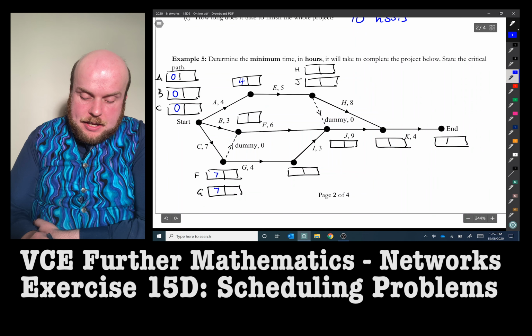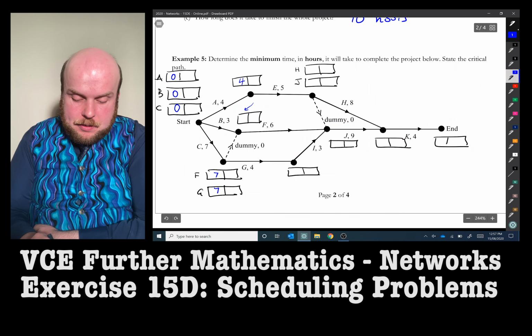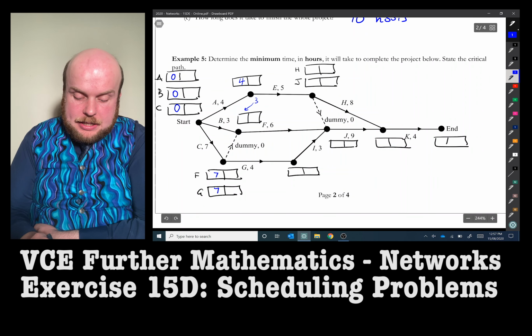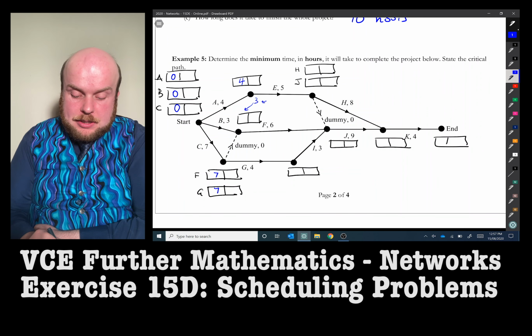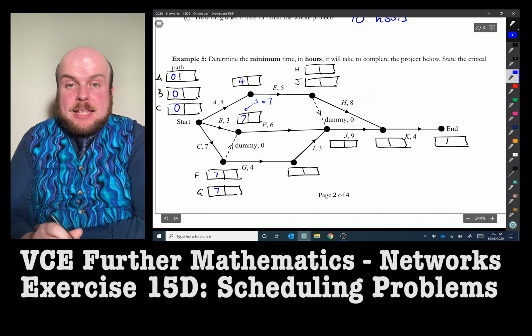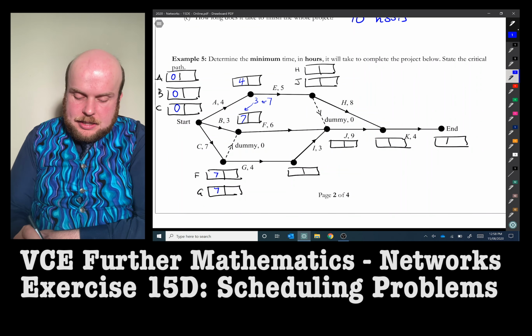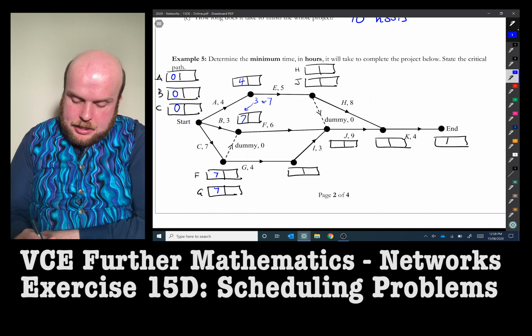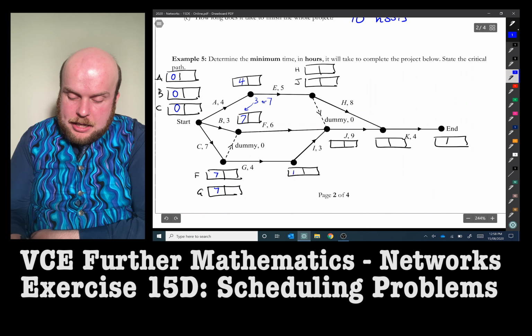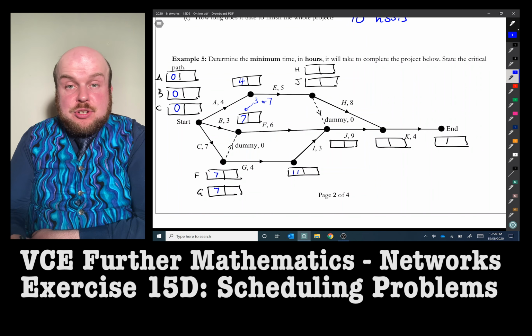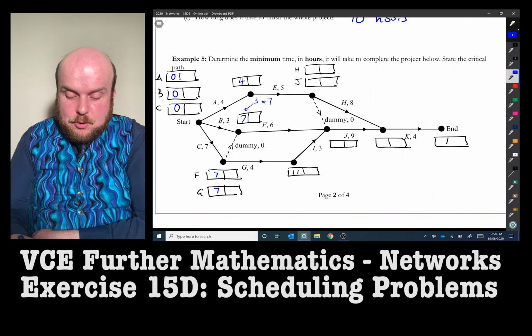For activity F here, we can either go via B, which is 3, or via this dummy activity. Remember, a dummy has a weight of 0, so that means it's going to be 7 plus 0, or 7. So we always go by the slowest predecessor, so that's going to be 7. Then for activity I, the earliest it can start will be 7 plus 4, which is 11. For activity H, the earliest starting time will be 4 plus 5, which is 9.